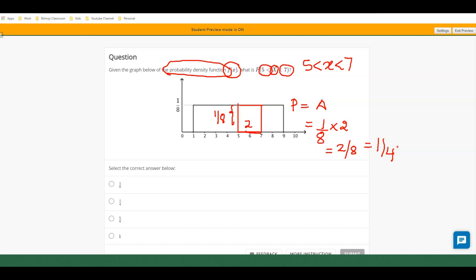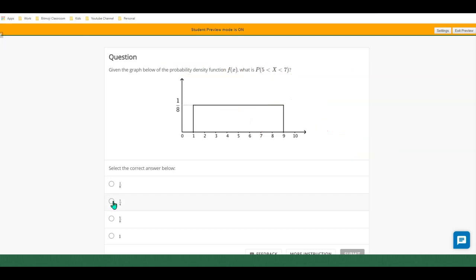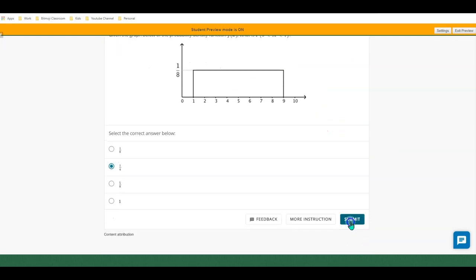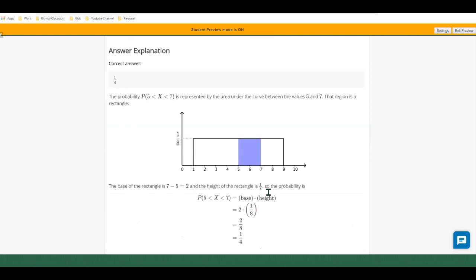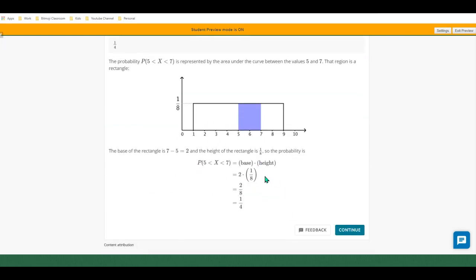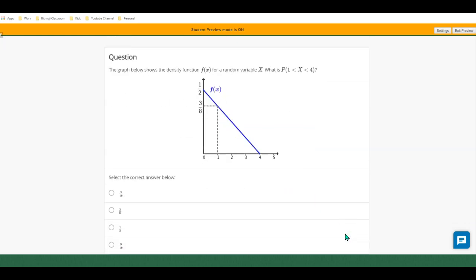Let's see if I got this right. Okay, I have to click escape. 1/4, and let me submit it. Yep, keep it up. Very good. As you can see, this is a uniform distribution, base times height, and that's what I have. Now let's click continue, and let's look at the next problem.